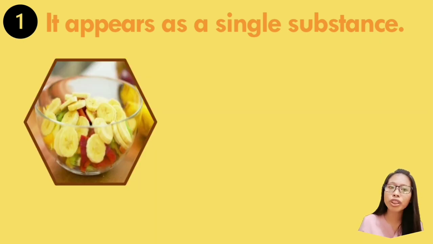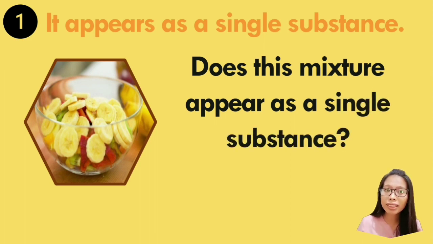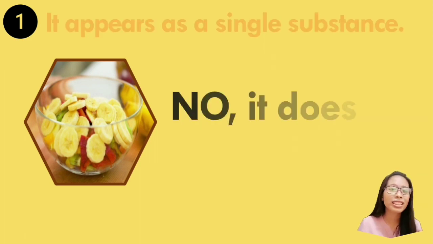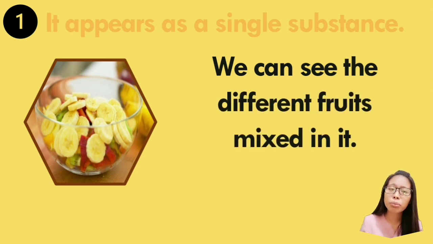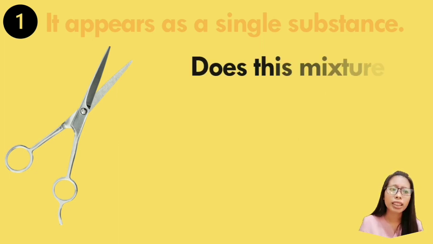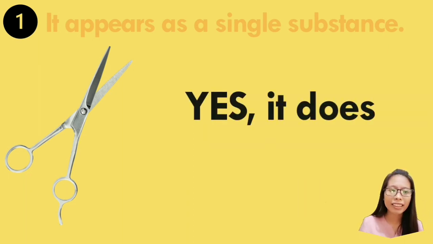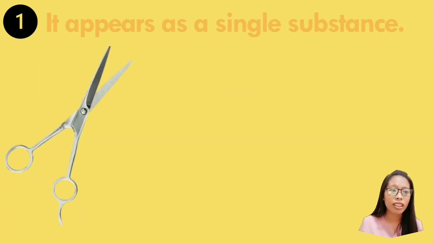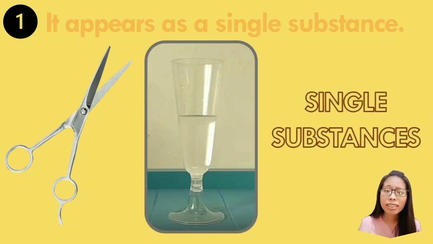How about the fruit salad? Does it appear as a single substance? No, it doesn't. Because we can see different fruits mixed in it. How about the Caesar? Does it appear as a single substance? Yes, it does. The Caesar and the sugar-water mixtures both appear as single substances.